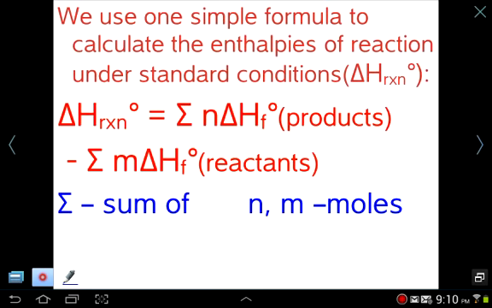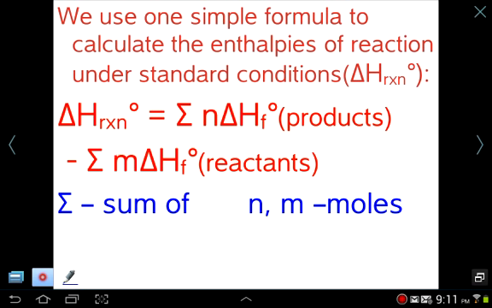So here's the formula we will be using to calculate the heat of reaction, or enthalpy of reaction. And the formula states this: the heat of reaction is equal to sigma, this is a Greek letter sigma, the summation of the moles times the heat of formation of the products minus the summation of the moles times the heat of formation of the reactants.